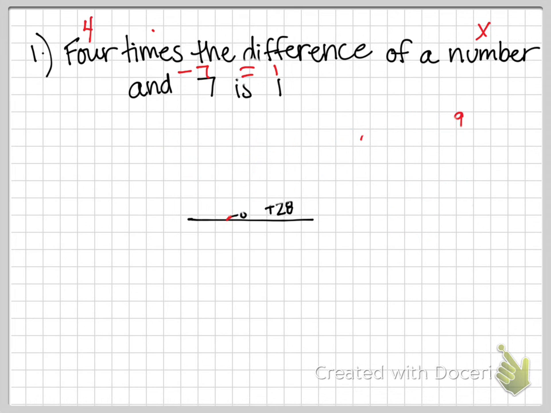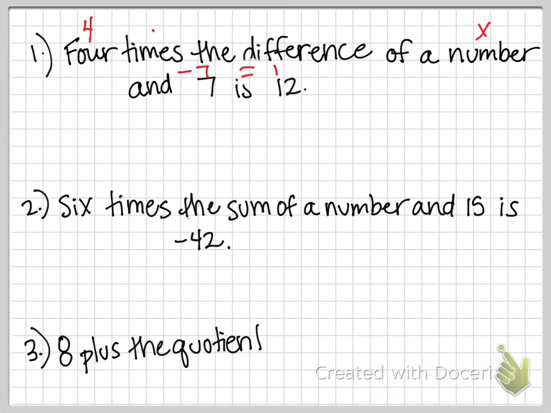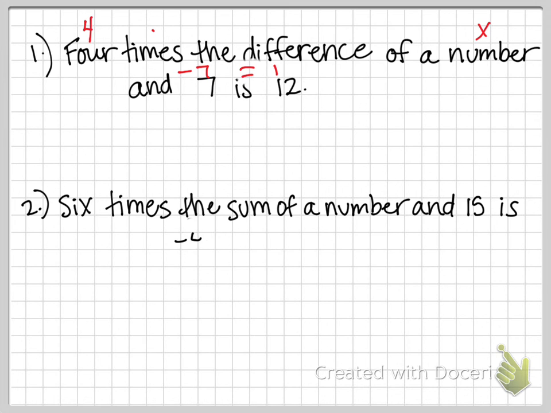Here we go. Let's do one more. So take it from the number sentence: 6 times the sum of a number and 15 is negative 42. Rewrite this as an equation. Watch for parentheses. So how we did it last time, I'll rewrite this one up here just because it'll be a good model.